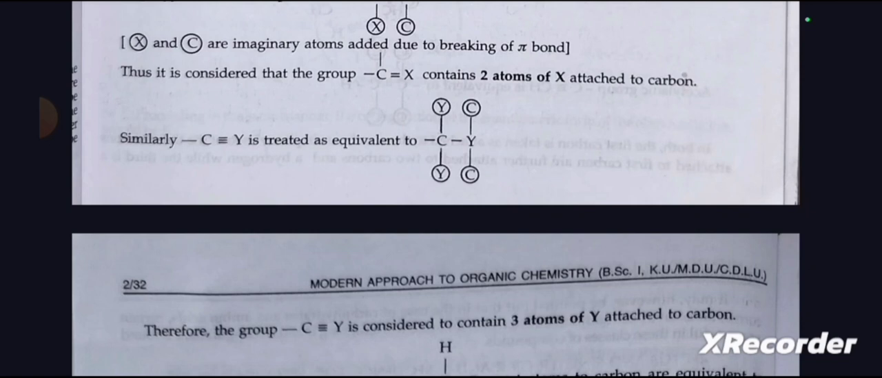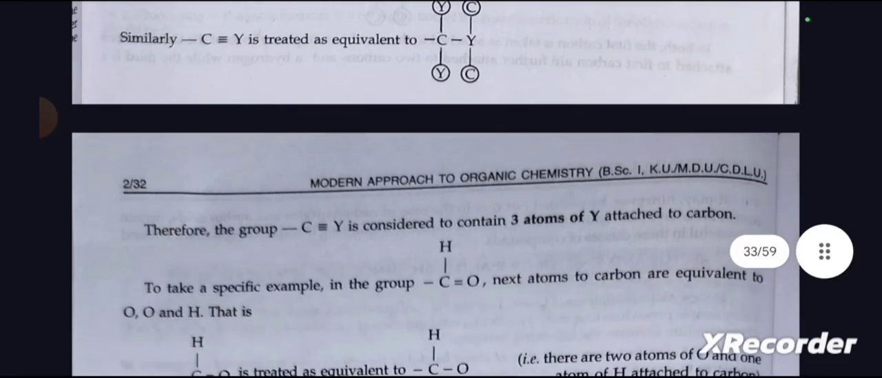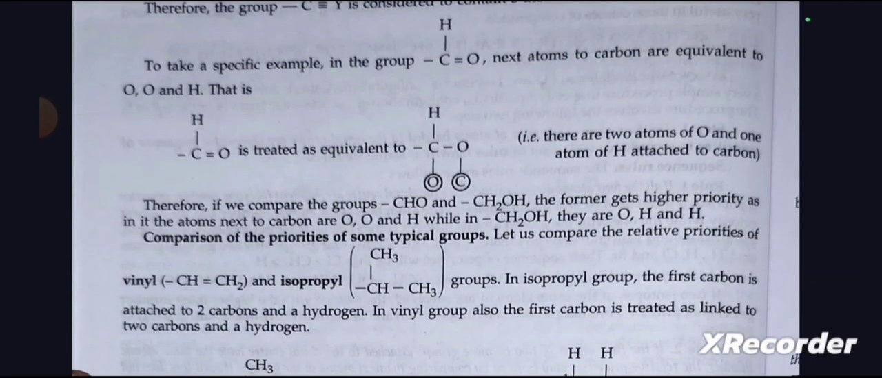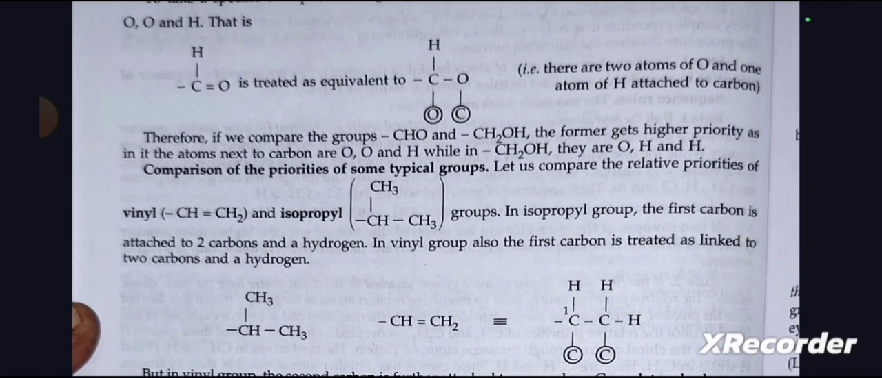Thus, it is considered that the group C=X contains two atoms of X attached to carbon. Similarly, C≡Y is treated as equivalent to C with three Y atoms attached, so the group C≡Y is considered to contain three atoms of Y attached to carbon. To take a specific example, in the group CH=O, the next atoms to carbon are equivalent to O, O and H, that is, there are two atoms of O and one atom of H attached to carbon.